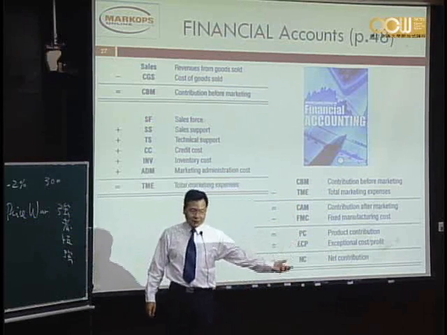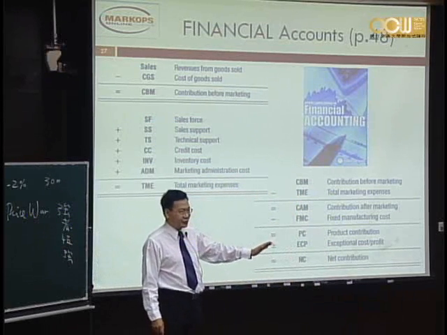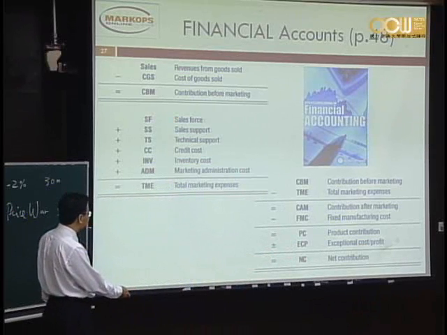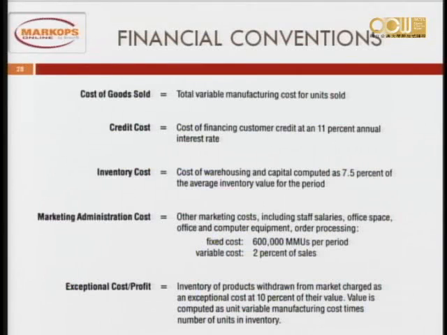These are the financial statements. I think they are straightforward, not too difficult. This one gives you the financial rules. So cost of goods sold is the total variable manufacturing cost for units sold. That's variable cost, the variable cost per unit, and that is your goods sold.